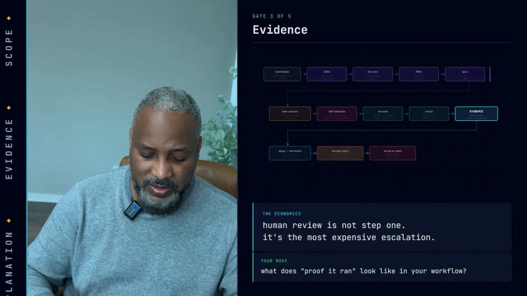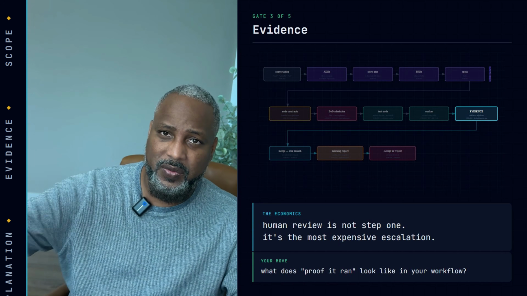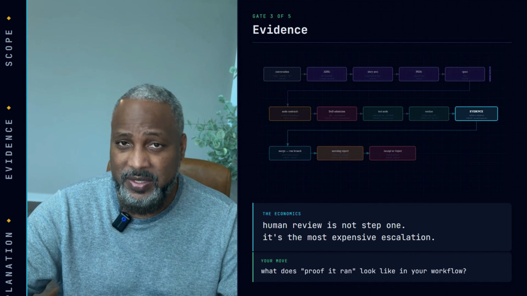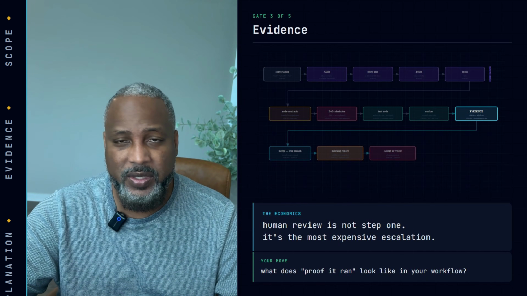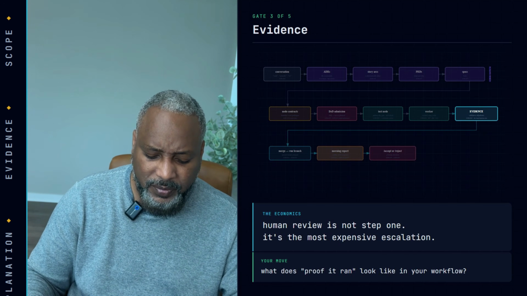What does that mean? What does evidence look like? So for me, my validators, when I do a test plan, they're going to return that the test has run, the results from the test, right? For your workflow, what does it mean to actually show evidence that something actually ran?